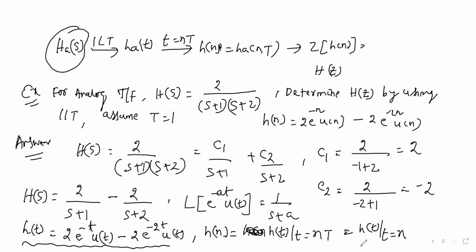What formula will people use for the Z transform? Summation of h of n z to the power minus n. Simple. Z transform of a to power n u(n), what is the formula? Z by Z minus a. Yes or not? Use this formula. Then what will you get? H of Z equals 2Z by Z minus a.